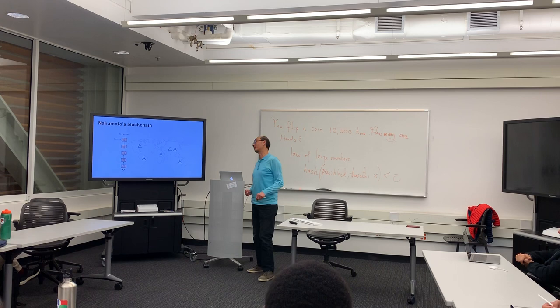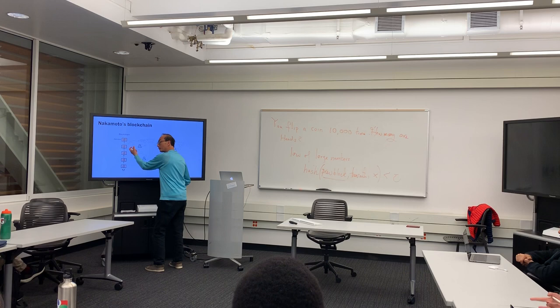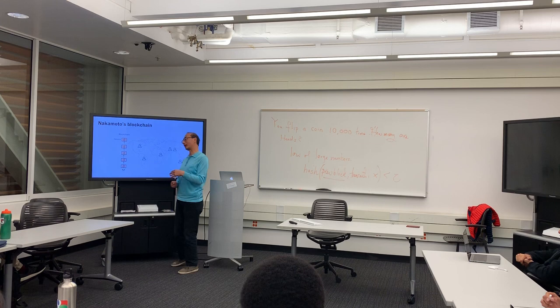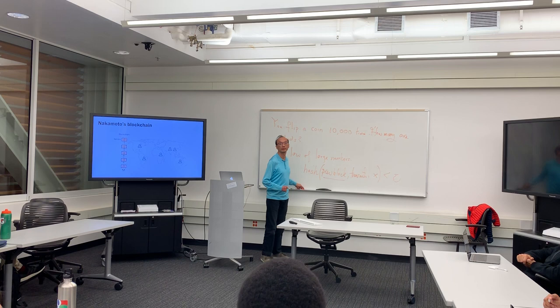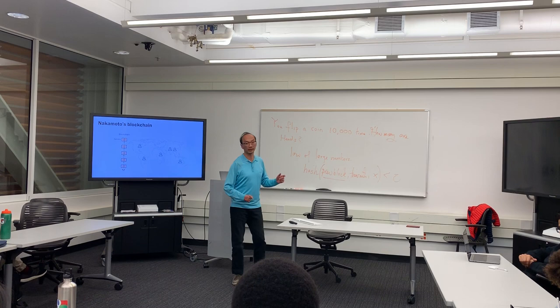Because the hash function involves the previous block, when you solve the puzzle, your block is linked to the previous block. No one else can pretend they solved this, because anyone who pretends has to really solve it. Typically a block in Bitcoin is about 1 megabyte big. It contains around 1,000 to 2,000 transactions.